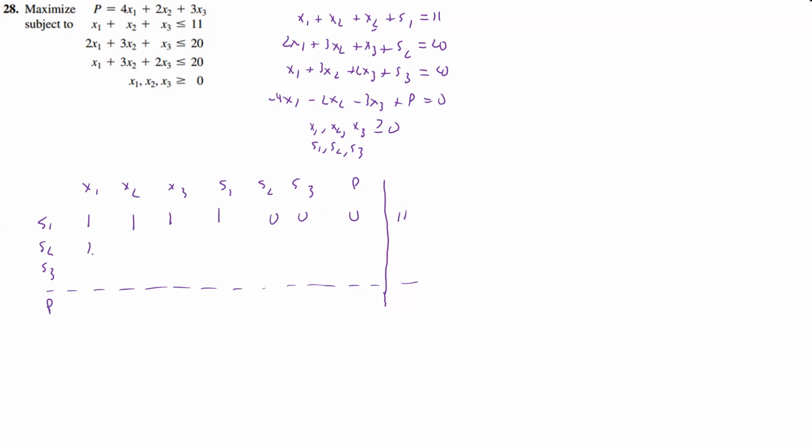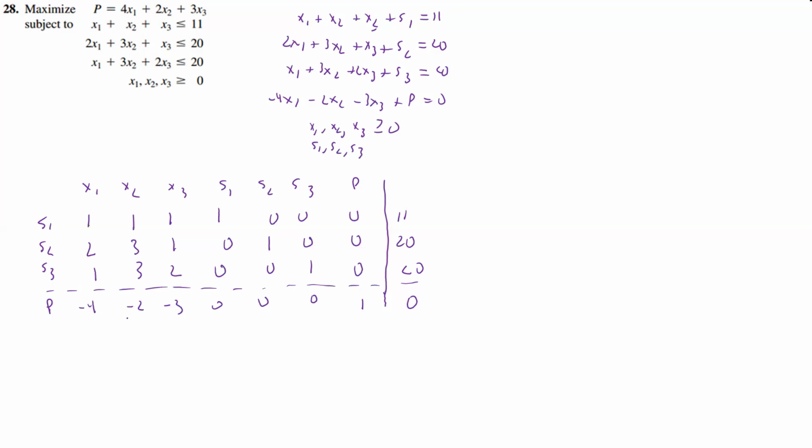Then we have a 2, a 3, a 1, a 0, a 1, a 0, a 0, and a 20. Then we have a 1, a 3, a 2, a 0, a 0, a 1, a 0, and another 20. Then a minus 4, a minus 2, minus 3, 0, 0, 0, 1, and 0. All right, so at least we can get it set up here.